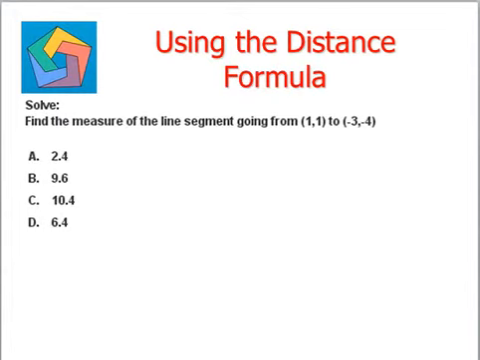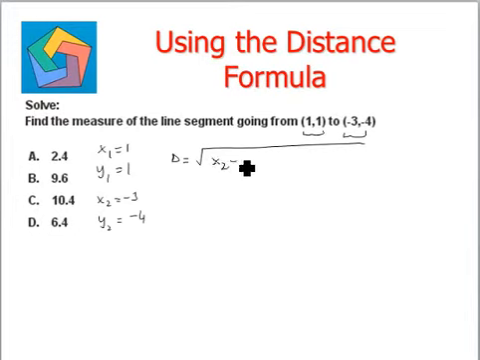Solve. Find the measure of the line segment going from 1 comma 1 to negative 3 comma negative 4. So here x1 is 1, y1 is also 1, x2 is negative 3, while y2 is negative 4. The distance formula is given by x2 minus x1 whole squared plus y2 minus y1 whole squared. So all you need to do is plug in the values.